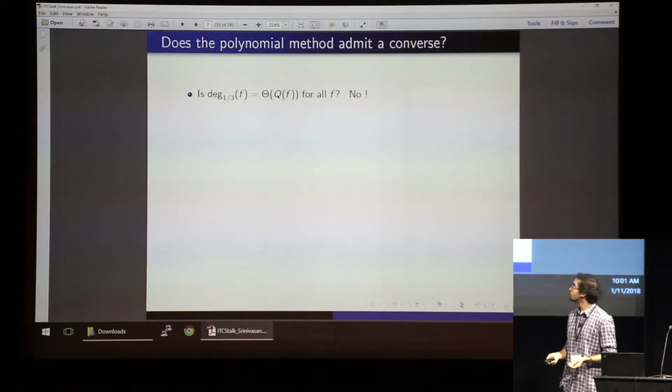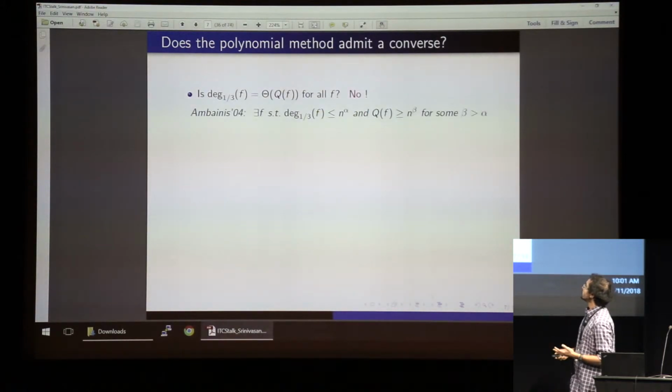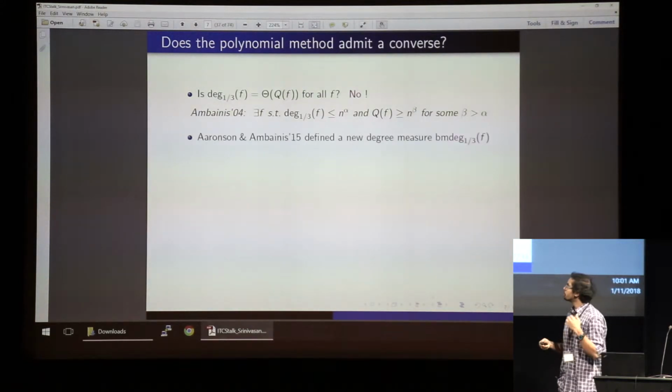And the answer is no. So Ambainis gave a function for which there's a polynomial separation between the approximate degree of a Boolean function and the quantum query complexity. And there were some works in this direction, but Aaronson and Ambainis defined a new measure called the block multilinear approximate degree.